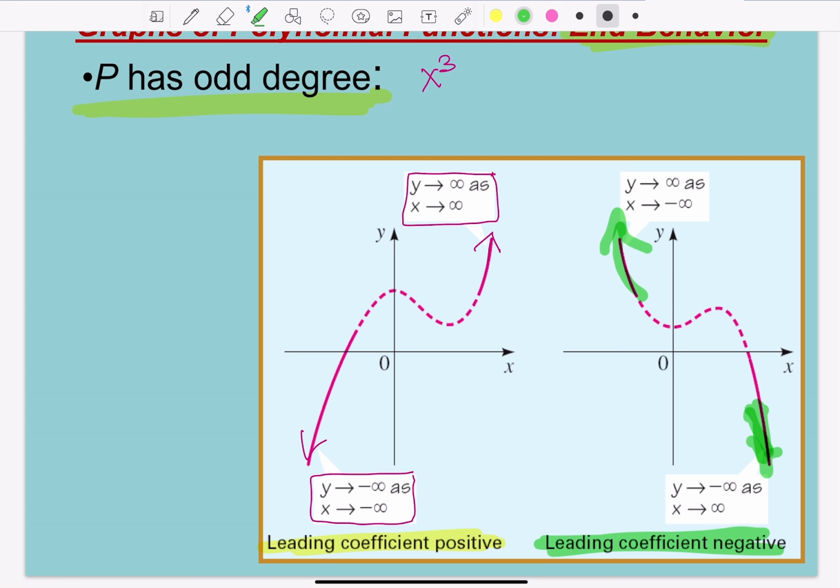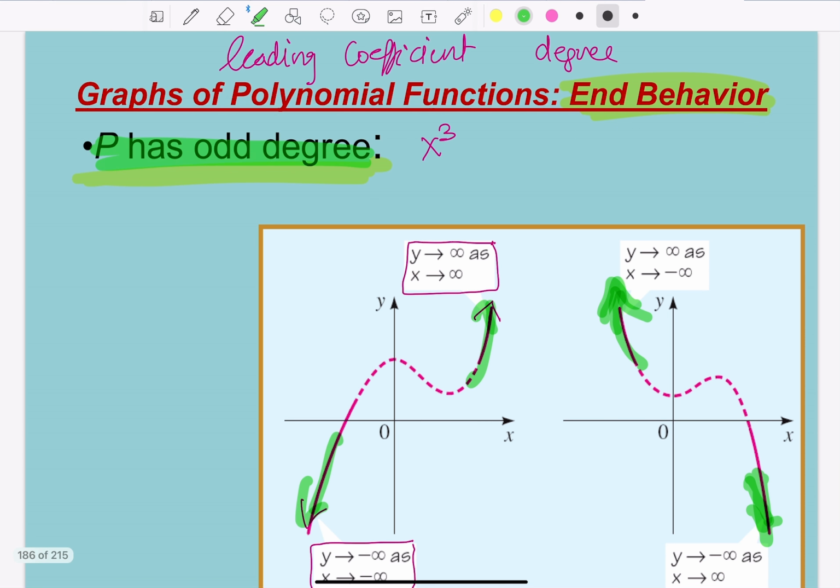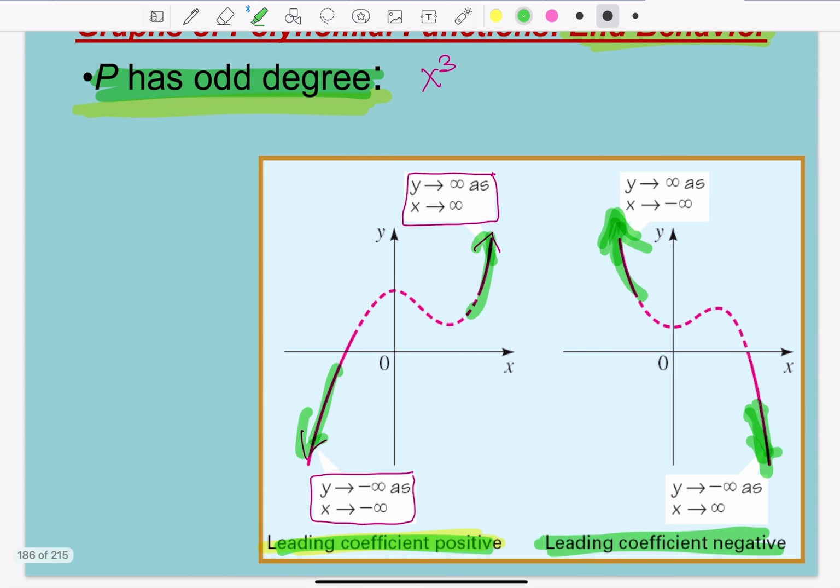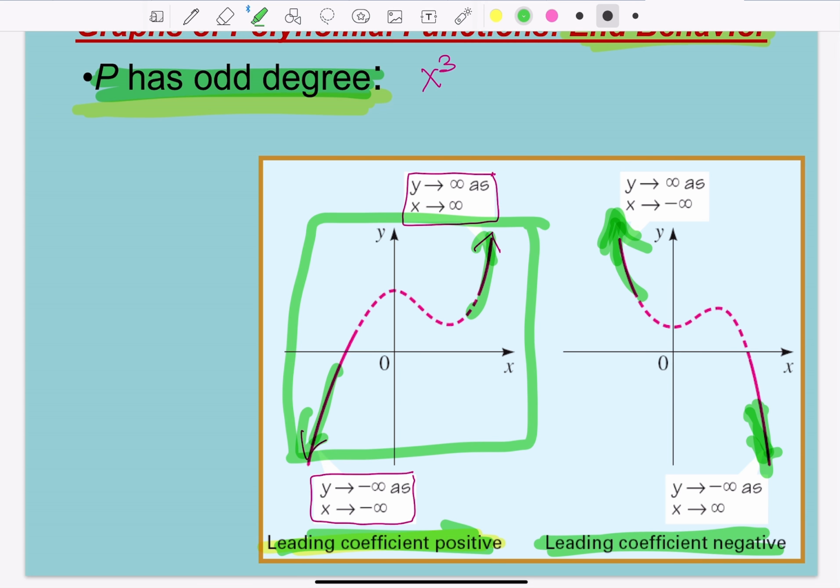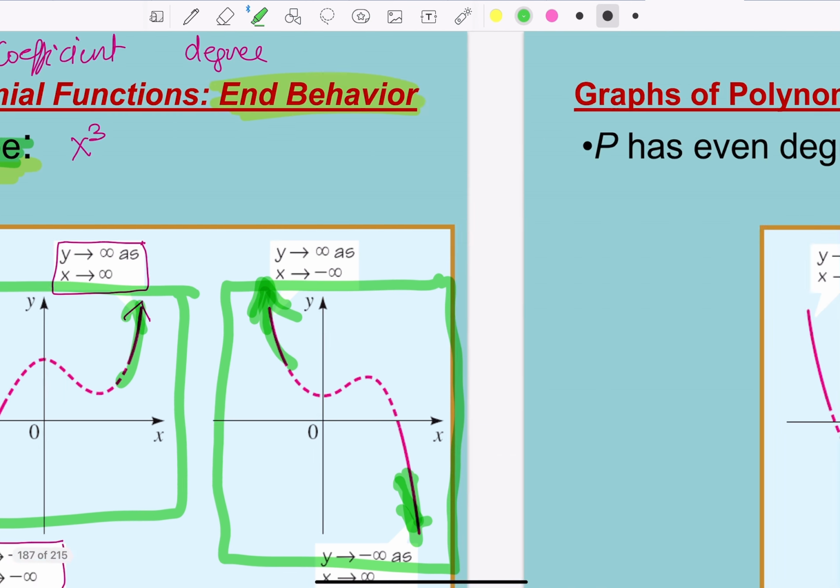When x becomes really, really large positive, y becomes really, really large negative, or y becomes very, very small. When x becomes really, really small, y becomes very, very large. Okay, so that's the end behavior. So when we have an odd degree polynomial and the leading term is positive, the end behavior looks like this. When we have an odd degree polynomial and the leading coefficient is negative, then the graph looks like this.